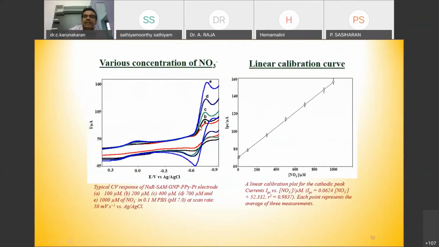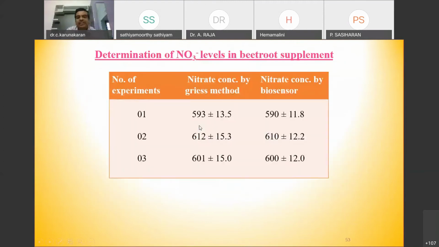This is again a linear calibration plot for nitrate concentration, measured by the Griess method, a chemical method, and also by the biosensor method. Both agree with each other.